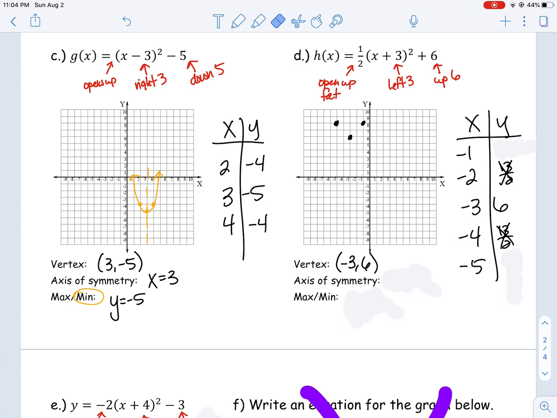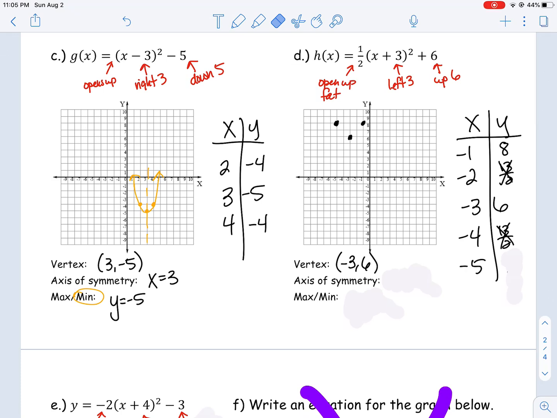If I plug in negative 1, plus 3 is 2. 2 squared is 4. And 4 times 1/2 is 2. 2 plus 6 is 8. You might want to write those steps down so you understand where I got that from. But if you plug in negative 1 for x, you should get 8 for y. So plug in negative 5 for x and see what you get.